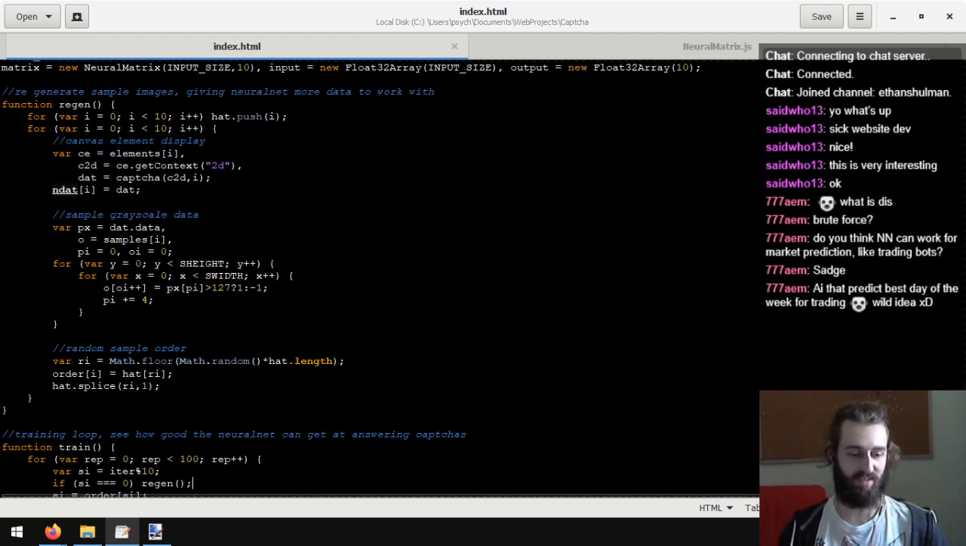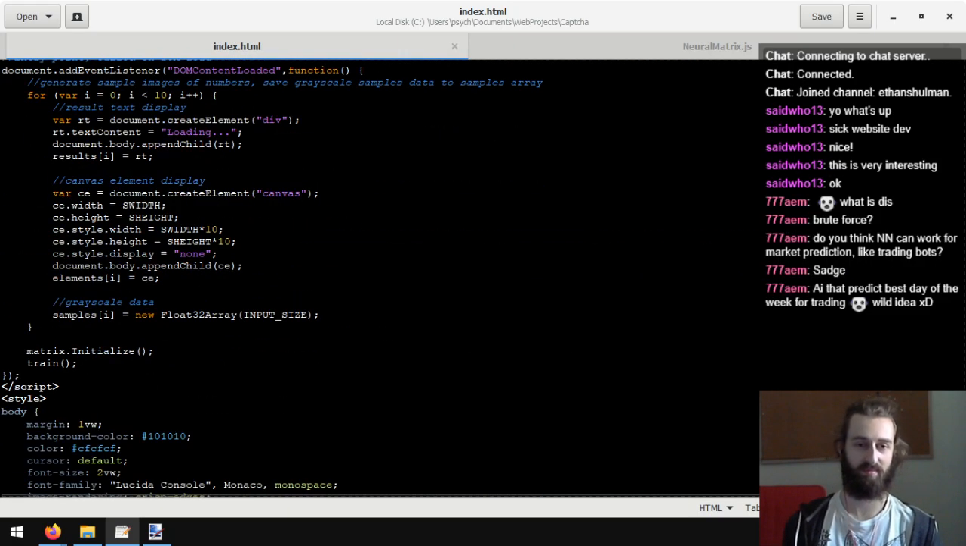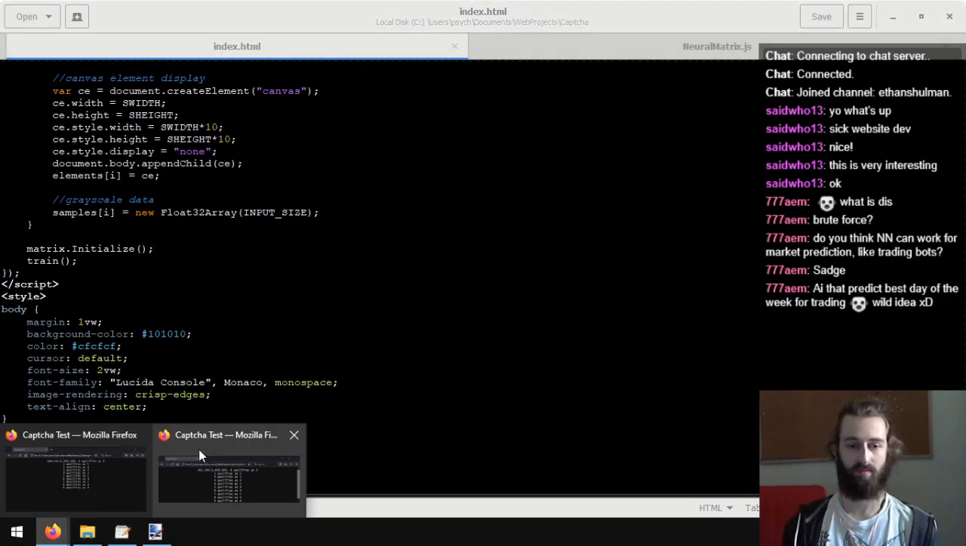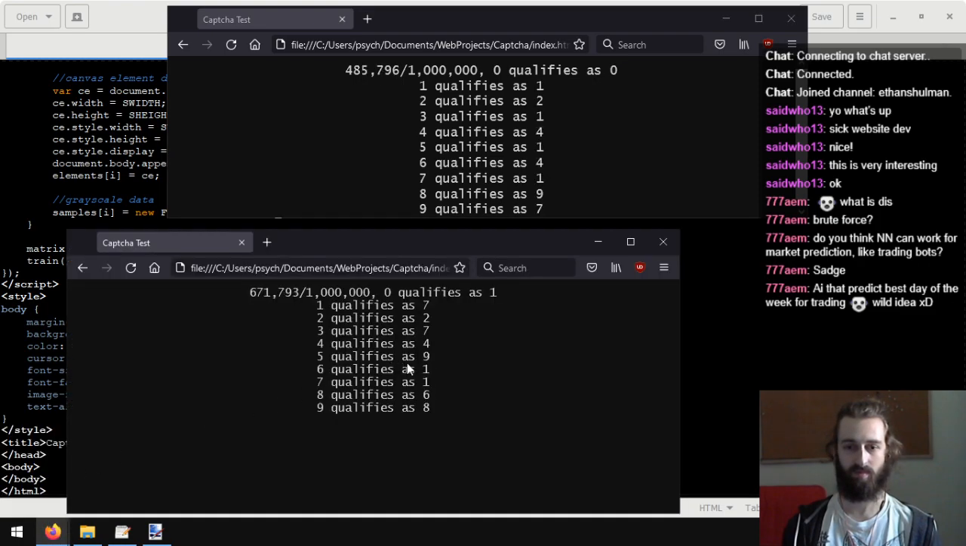AI that predict best day of the week for trading. Wild idea. It might work for a bit until it doesn't. And that's the huge issue, is whenever it doesn't.